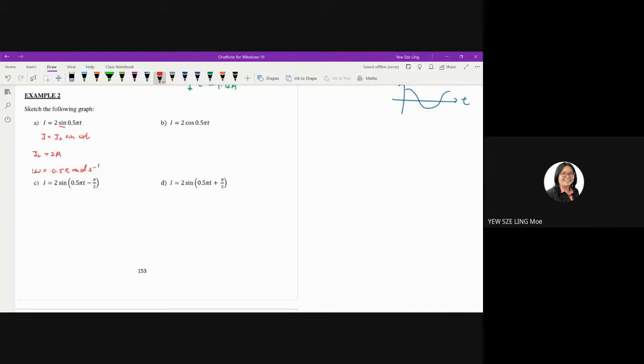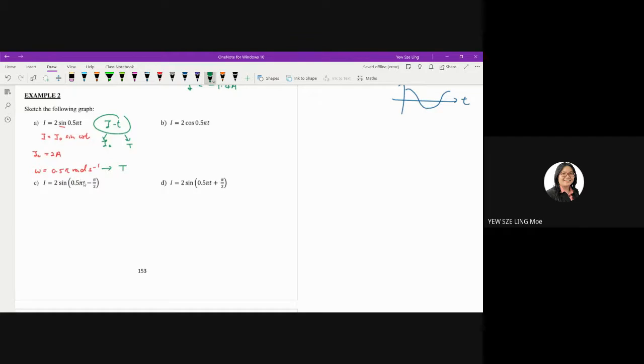Now, if you look at this information, you have I naught, which is the information needed when it comes to graph sketching. And then you have omega. What is the reason the question gives you omega? Remember, it is for you to calculate the period. Because when it comes to an I against t graph, the information that we need is the maximum value and also the time taken to complete one oscillation, which is the period.